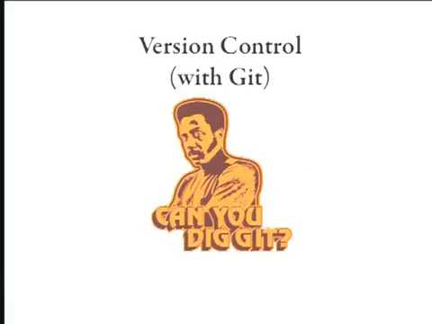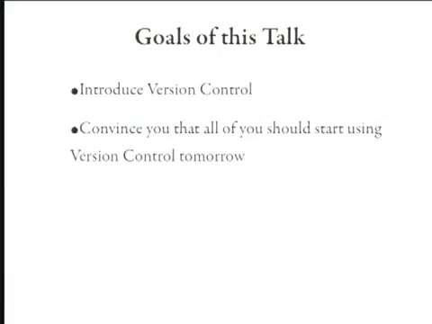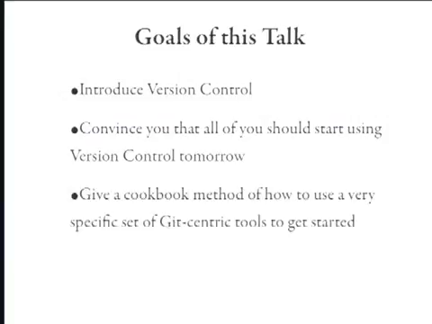So the goals of this talk, many of you at least may have seen Git introduced at the boot camp, and I'm sure some of you already use some kind of version control. But I think it'll be worthwhile to go through this again, especially for those that aren't actively using version control in their everyday lives. So if you're not using version control, I should hopefully convince you that all of you should start using version control now, and give a little cookbook method of how to use a very specific set of Git-centric tools to get started, and then point in the right direction for more use.